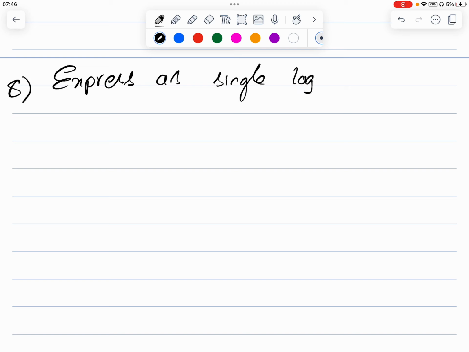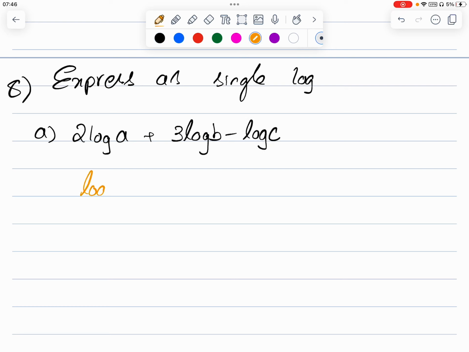Single logarithm for question number 8. So 2 log A plus 3 log B minus log C. So how do I do this one? It becomes log A squared plus log B cubed minus log C. So it becomes log of A squared B cubed upon C.